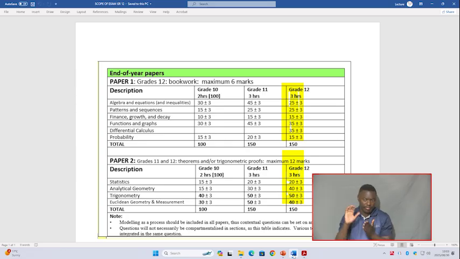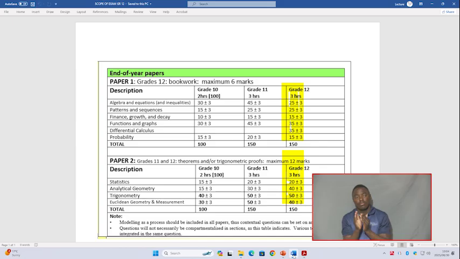And then the probability is 15 marks plus minus 3, and half the marks will be grade 11 work, and the other half will be grade 12 work. So it's around about 7-7 usually. Right. In paper 2, statistics is 20 marks plus minus 3. Analytical geometry is 40 marks plus minus 3.